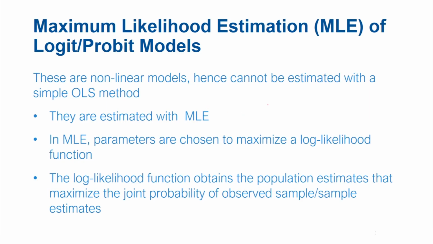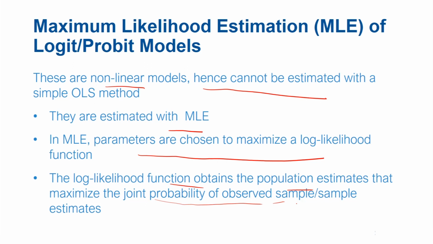Next, we'll summarize the maximum likelihood estimation of Logit and Probit models. Recall that these are non-linear models in parameters and hence cannot be estimated with a simple OLS method. They are estimated with the help of MLE. And in MLE, parameters are chosen to maximize the log likelihood function, as we'll see. This log likelihood function obtains the population parameter estimates that maximize the joint probability of the observed sample. Let's discuss this in more detail.